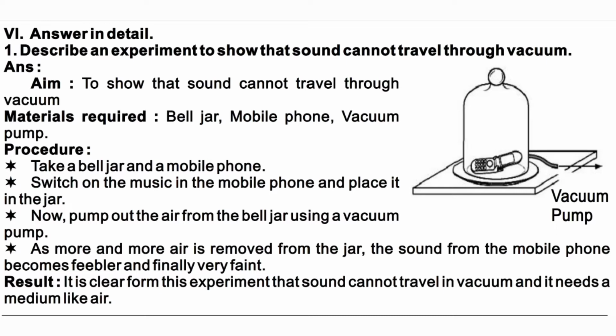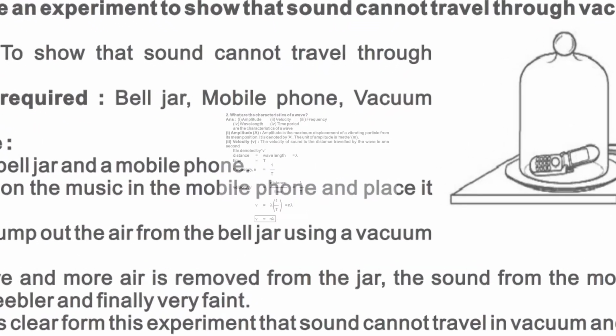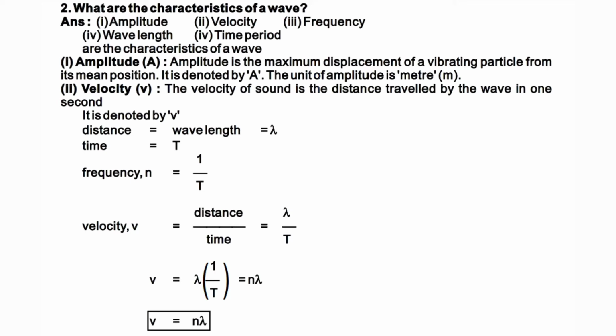Procedure: Take a bell jar and a mobile phone. Switch on the music in the mobile phone and place it in the jar. Now pump out the air from the bell jar using a vacuum pump. As more and more air is removed from the jar, the sound from the mobile phone becomes feeble and finally very faint. Result: It is clear from this experiment that sound cannot travel in vacuum and it needs a medium like air.